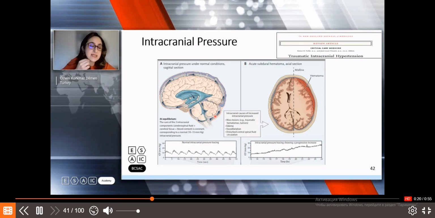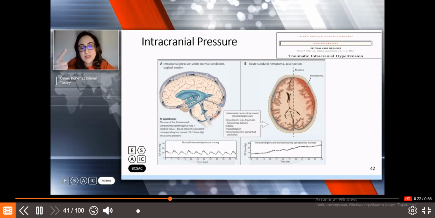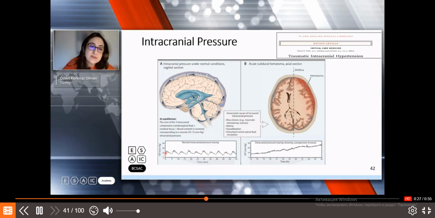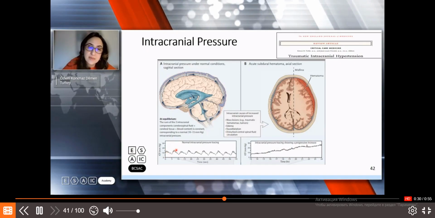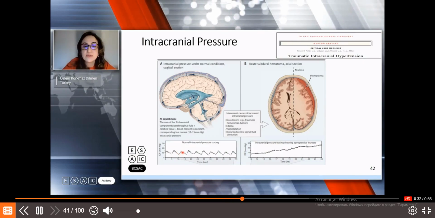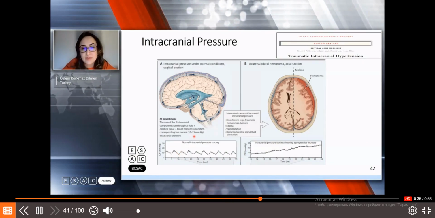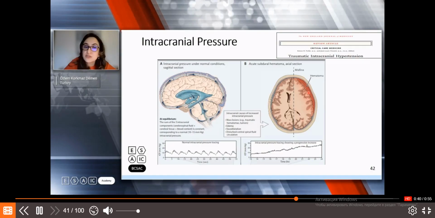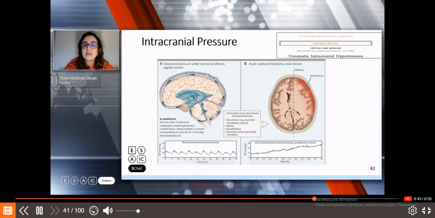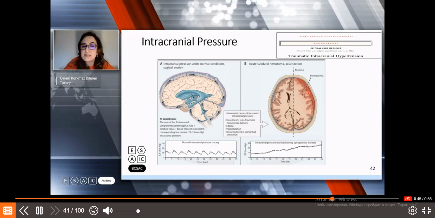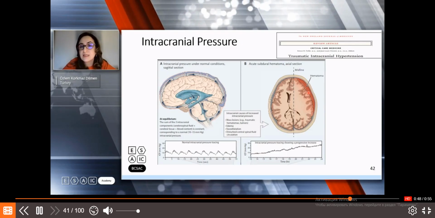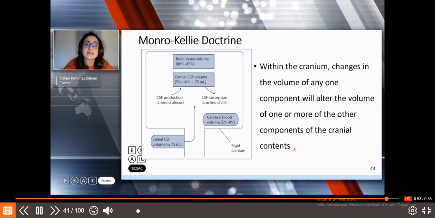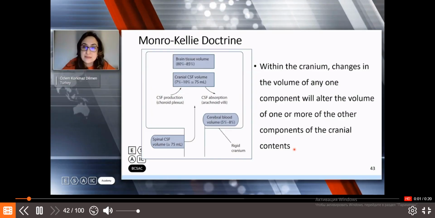Therefore, brain tissue mass, CSF volume, and cerebral blood volume will determine the intracranial pressure. As you see here, this is the normal intracranial pressure trace. The normal value is between 10 to 15 millimeter mercury in adults. But following a hematoma, accumulations of the cerebrospinal fluid, or abscess, tumors, edema can cause midline shift and rapid rise in intracranial pressure.